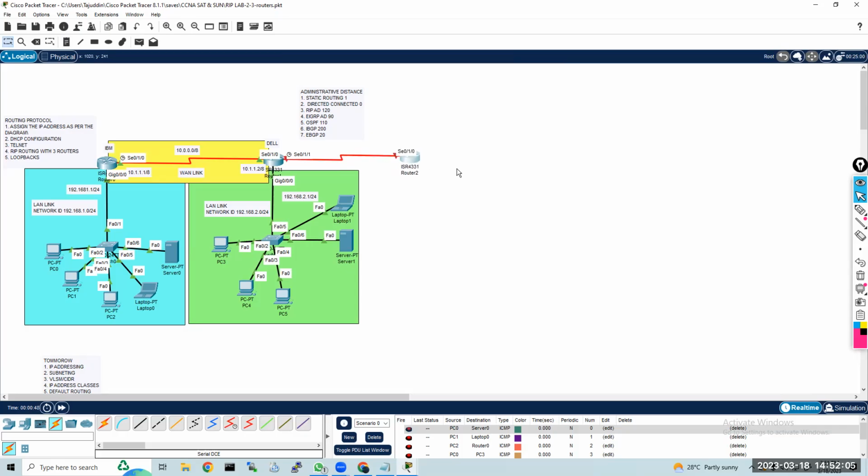Okay. So now this side, okay. So I will not connect any PC, guys. I will create the loopbacks.